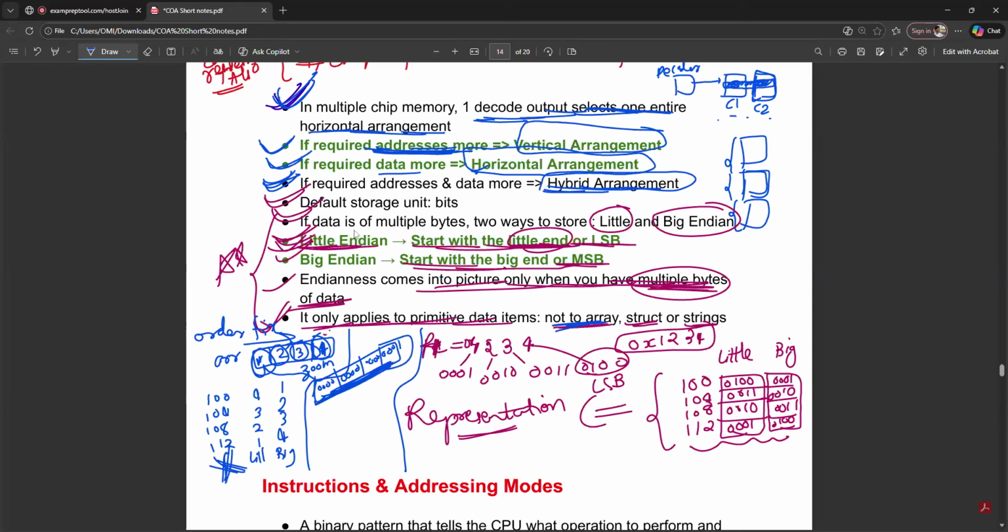See here now, if data is of multiple bytes, then there are two ways to store it. And here also it comes into the picture only when you have multiple bytes. Right? Now you have multiple bytes. Now you can store it.